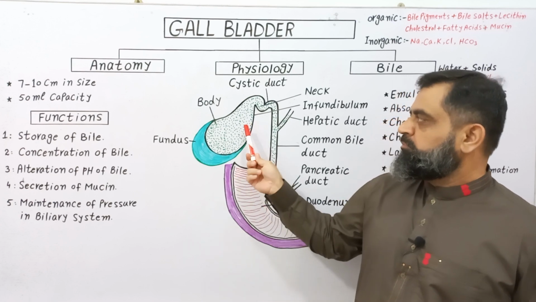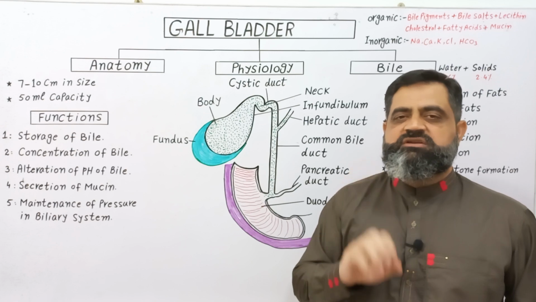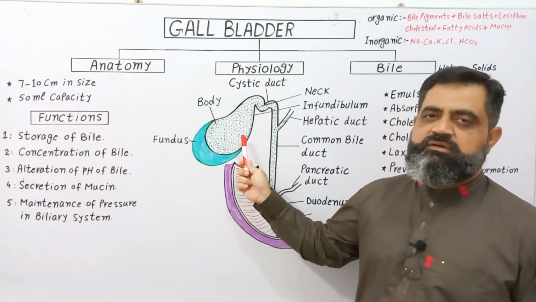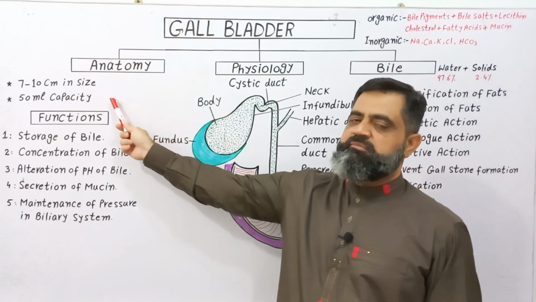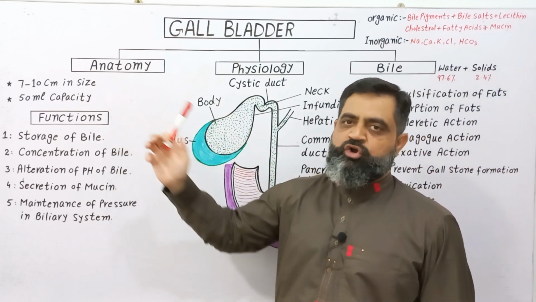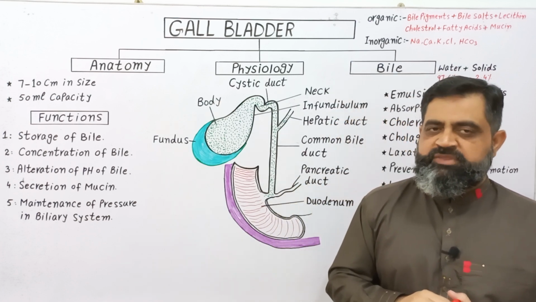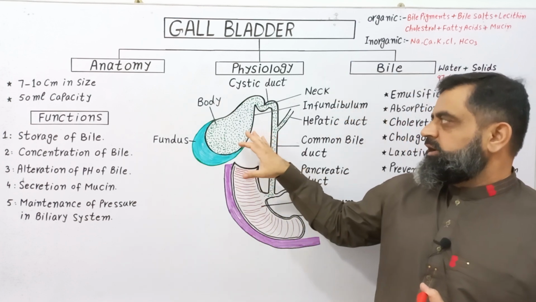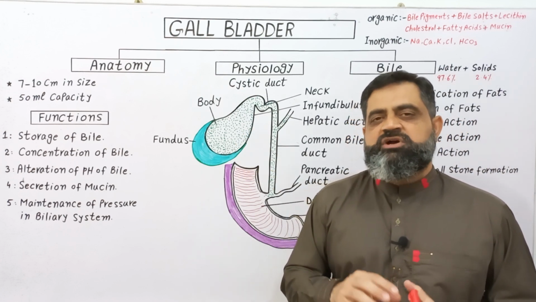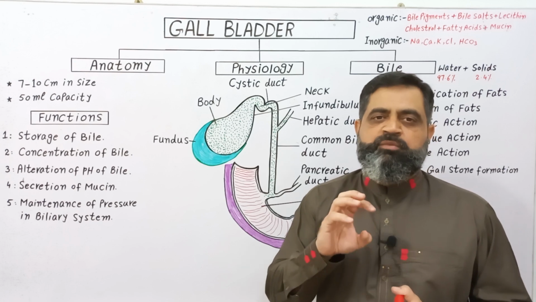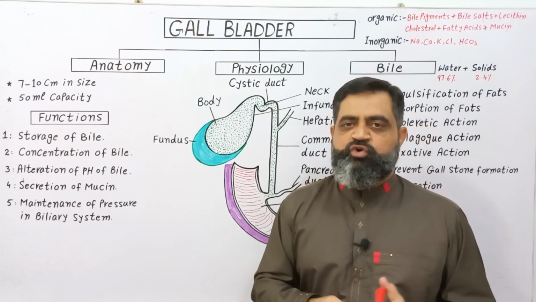Bile produced from the liver is a liquid secretion which is stored inside the gallbladder, and it has a capacity of 50 ml of bile. The gallbladder wall is composed of 3 layers which are made according to the proper functioning of the gallbladder, but we are not going to discuss those walls in detail.